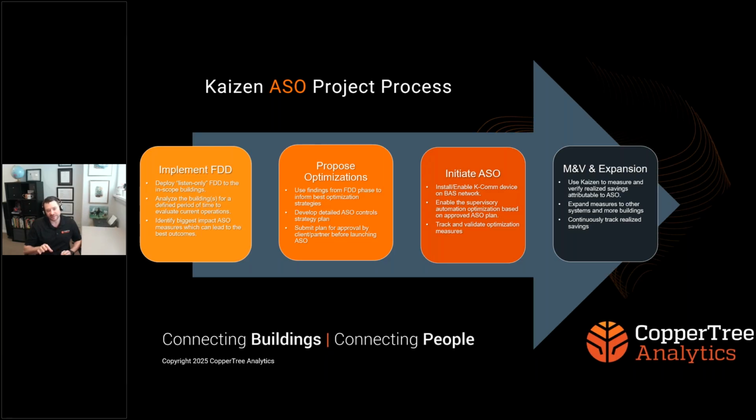We take those proposed optimizations, we develop an ASO control strategy plan. We submit that plan for approval. Sometimes the building automation contractor is involved in that discussion, the consulting engineer, the end client's team, of course, depending on who we are working with. And we finalize that plan. We then initiate the ASO, which typically could happen on, let's say, a subset of systems. Maybe one building, we want to do a couple of floors, one primary piece of equipment, et cetera. We deploy, we track and validate the optimization measures. And then we move to the next stage, which is measurement and verification and expansion.